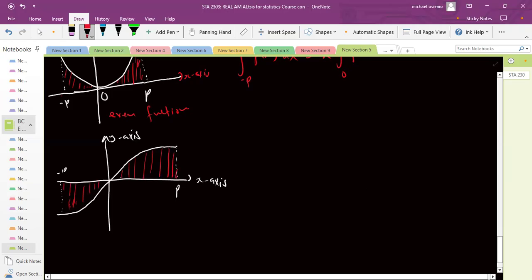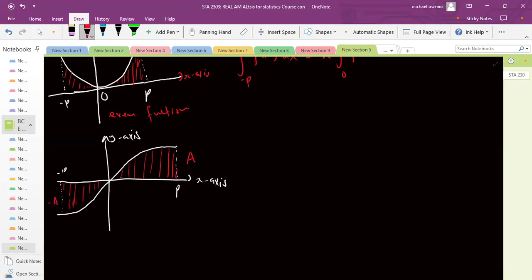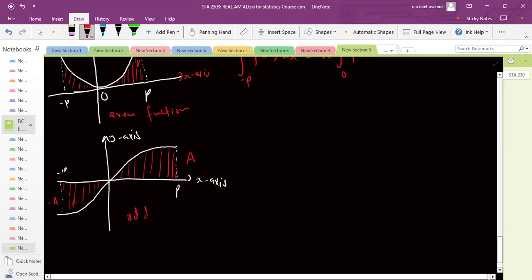And if this area here becomes positive a, then this one will be negative a. And if I add these two areas, they're going to cancel out. And that's why we have said if f of x is an odd function, then the integral from negative p to p of f of x dx will be equal to the integral from negative p to 0 of f of x dx plus the integral from 0 to p of f of x dx.